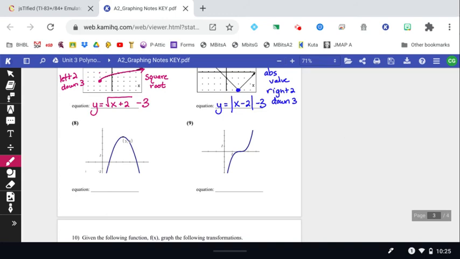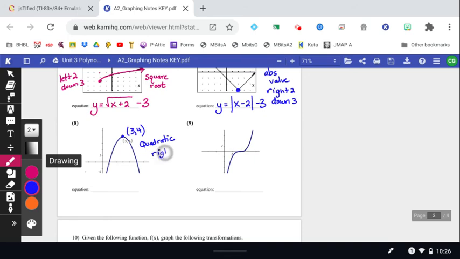Number 8. So notice we have a parabola. So this is a quadratic. And notice that our center there is 3, 4. So that means we went right 3, up 4. So y equals, so this would be x minus 3 squared, since we went right 3, plus 4.